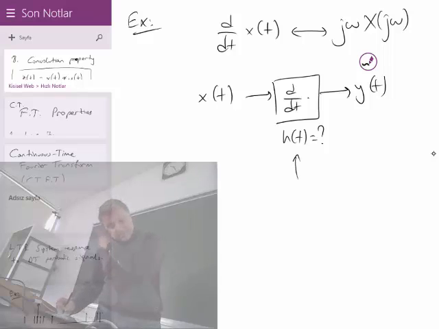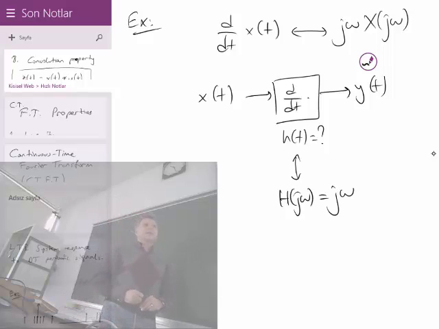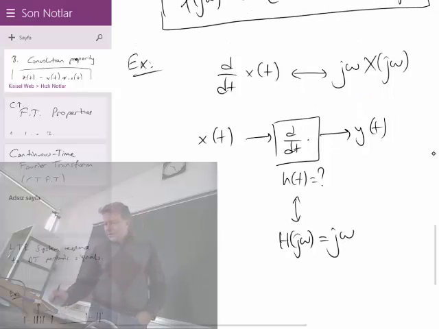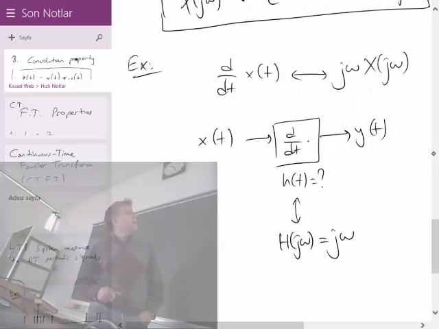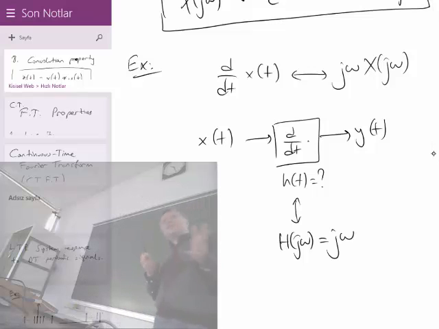Whatever this system's impulse response is, we don't know it, but we know that its Fourier transform H(j omega) is equal to j omega, because it is multiplying our X(j omega) by j omega. So that's the way the filter behaves. It's a linear and time invariant filter, and in the Fourier domain, it is multiplying our Fourier transform by j omega. So that j omega must be the Fourier transform of the impulse response of the system.